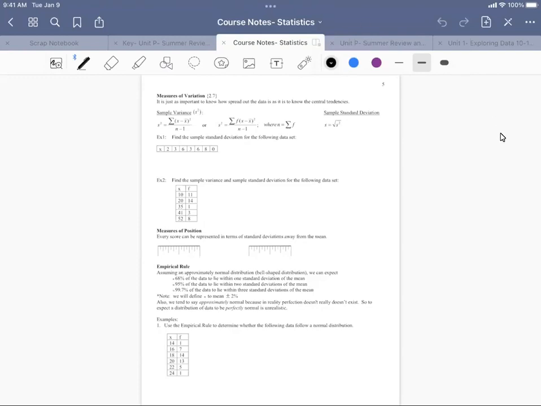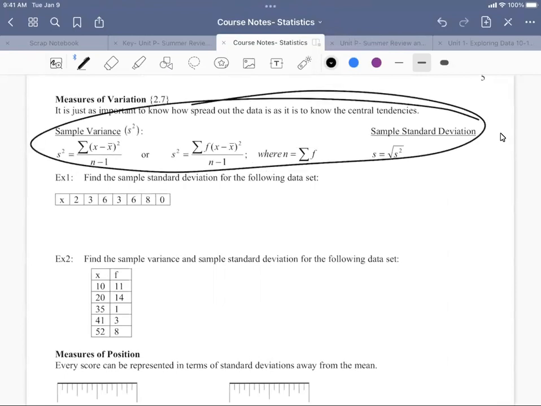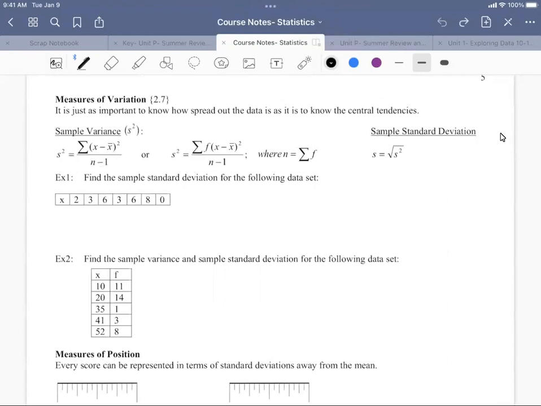All right, so we're going to learn about measures of variation. So that boils down to two important concepts. Well, sample variance and sample standard deviation, as you can see here. All right. So what I want to do is take you through an example by hand first, and then I'll show you how to do it using technology.